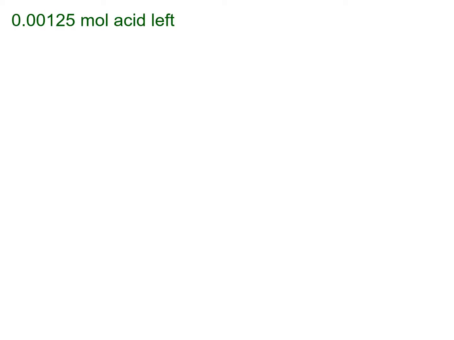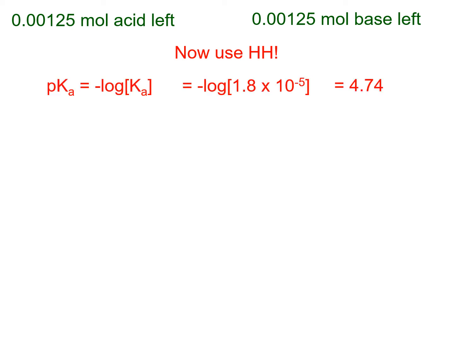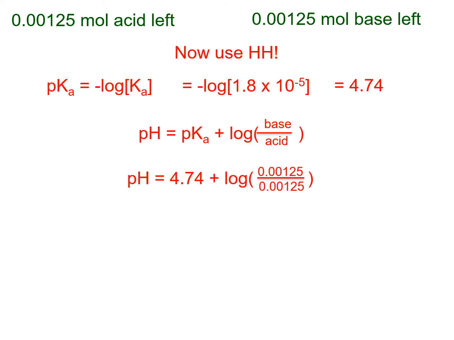So I have my moles of acid, I have my moles of base. They are conjugate and weak of each other, so I can use Henderson-Hasselbalch, meaning I can go ahead and calculate my pKa, same number as before. I can put in my base and acid, but if we look at this, the inside of my log is going to cancel because it's going to be equal to 1. The log of 1 is 0, meaning my pH will just be equal to my pKa.